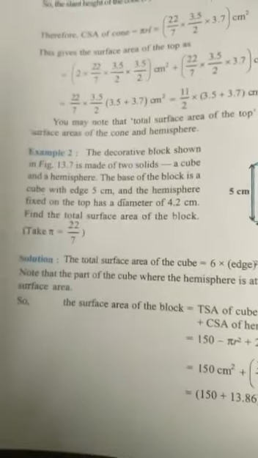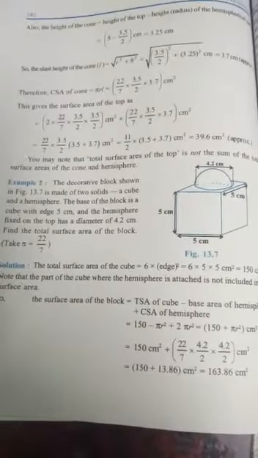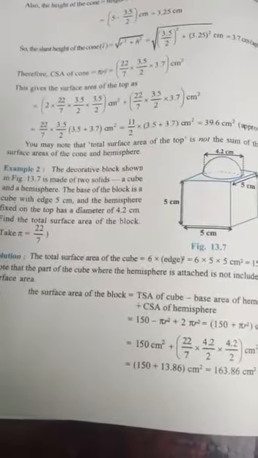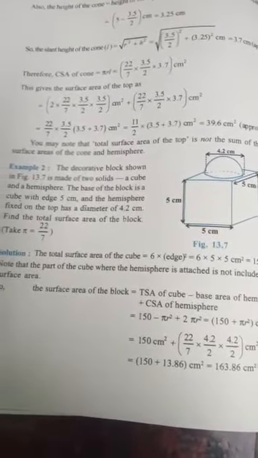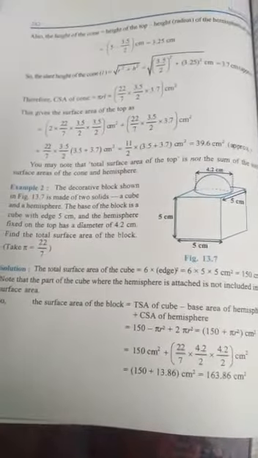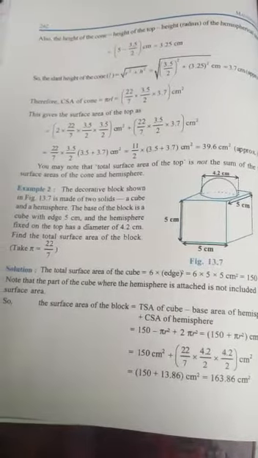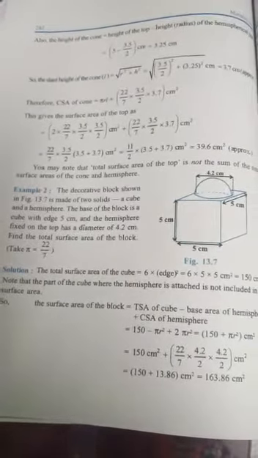What is the next example? The decorative block shown in Figure 13.7 is made of two solids, a cube and a hemisphere. The base of the block is a cube with an edge of 5 cm, and the hemisphere fixed on the top has a diameter of 4.2 cm. Find the total surface area of the block. So here you have to find the surface area of the block.